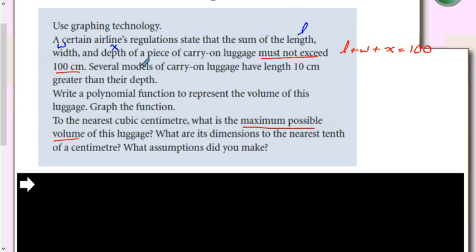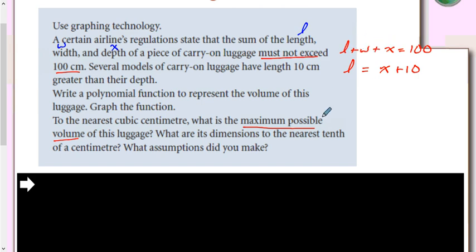Next, several models have luggage where the length is 10 centimeters greater than the depth. Well, if I think length and I think depth, which one of these is bigger? Oh, length is bigger, so I need to add that 10 centimeters to the depth in order to get the length. So there I get an expression for the length in terms of depth. Well, now I also want to think, I still have two variables. Well, I have three in total.